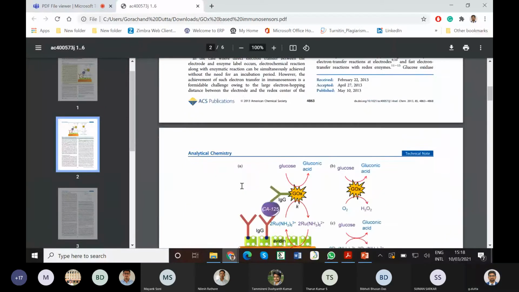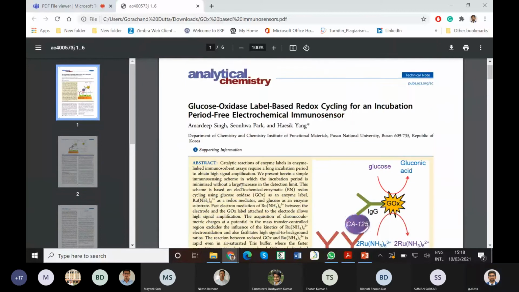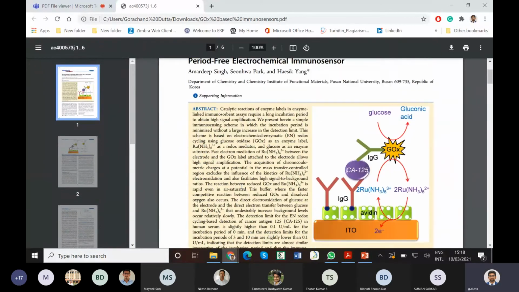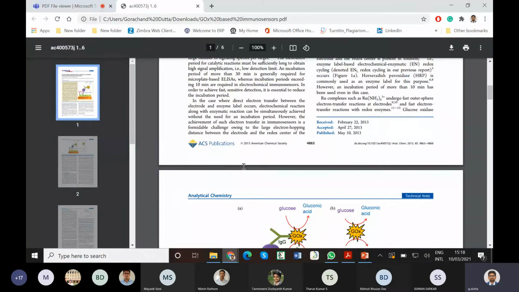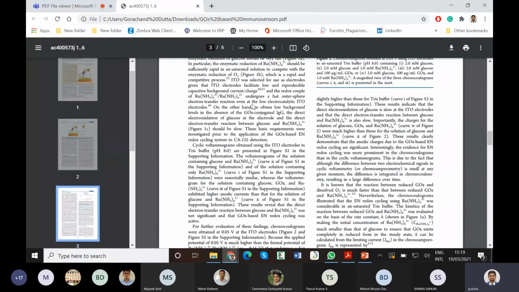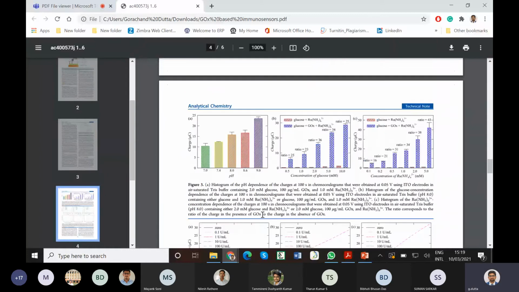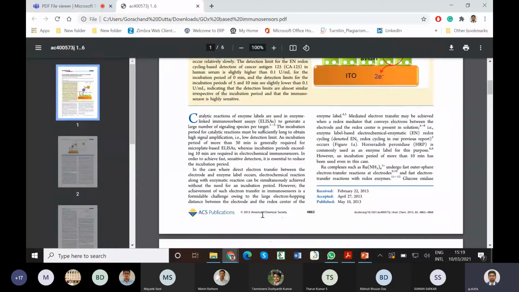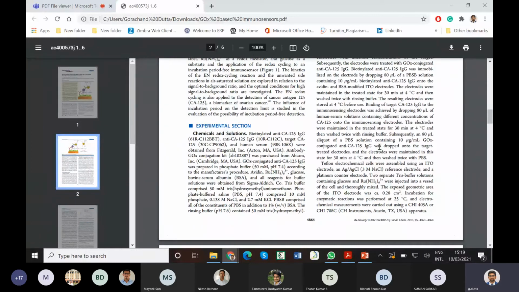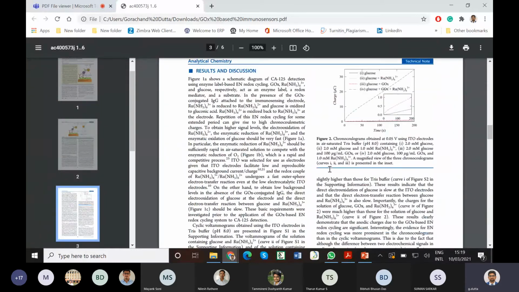So first, choose the title. If you are interested in this topic, then go to the abstract first. Then go to the schematic diagram. Then come to the conclusion first. After the conclusion, come back to the introduction part. Then come slowly one by one, like fabrication, results and discussion, like this. Clear, guys?